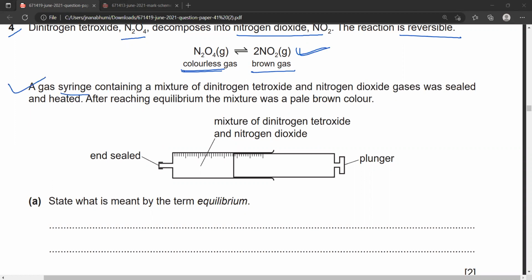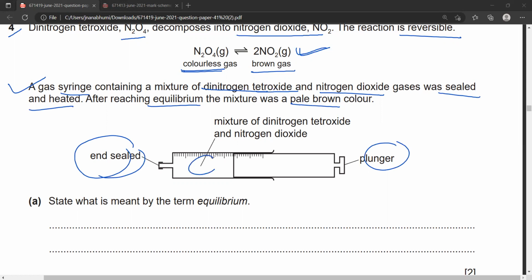A gas syringe contains a mixture of dinitrogen tetraoxide and nitrogen dioxide. The gas was sealed and heated. You can see it: this is the sealed part, this is the plunger. After reaching equilibrium, the gas was pale brown. So it converted into pale brown. This is the equilibrium mixture of nitrogen dioxide and dinitrogen tetraoxide.